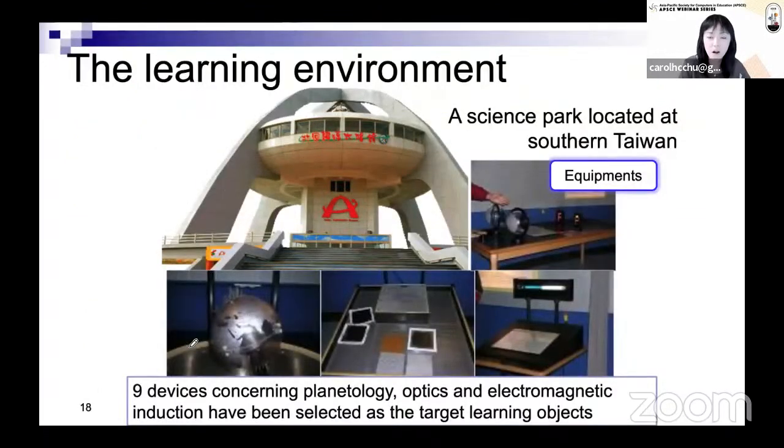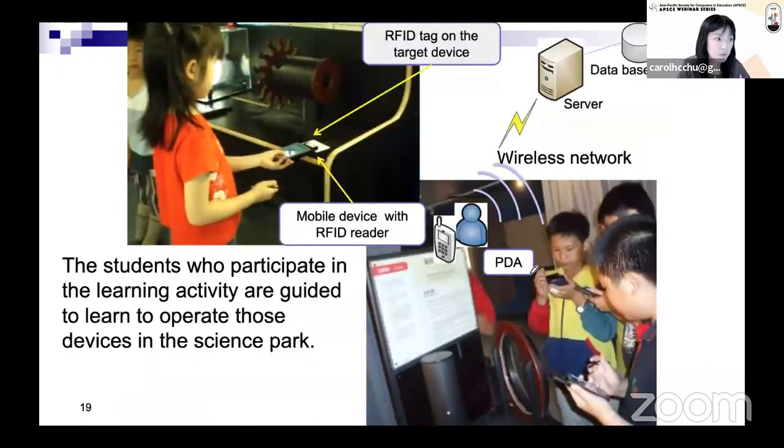That is the park. It is a museum science park located in the southern part of Taiwan. There are 9 devices selected as the target learning objects here. The students need to learn here, and they are on the move. Each target is labeled with RFID. At that stage we used PDAs. Each equipment object is labeled with an RFID tag, and the students hold a mobile device equipped with an RFID reader so they can touch it.